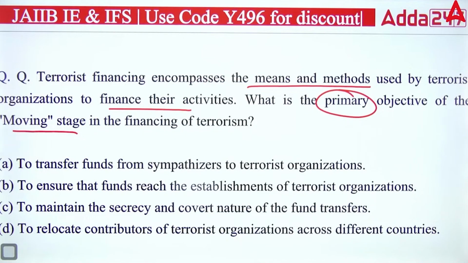First, to transfer funds from sympathizers to terrorist organization. Second, to ensure that funds reach the establishment of terrorist organization. Third, to maintain the secrecy and covert nature of the fund transfer. Fourth, to relocate contributors of terrorist organization across different countries. So out of A, B, C and D, which of the following statements defines the stage of financing of terrorism, moving? A, B, C or D?